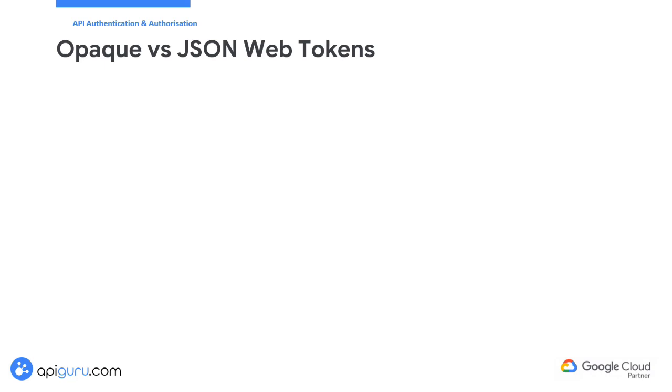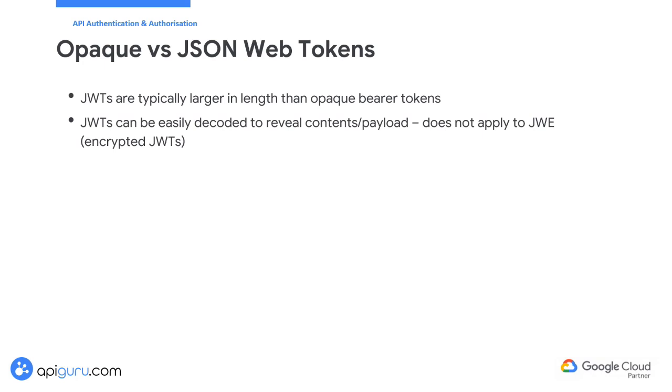Let's compare the opaque and JSON Web token. JWTs are typically longer than opaque bearer tokens. This increased size is due to the inclusion of metadata and claims within the JWT, which adds additional data to the token compared to the compact opaque token, which only serves as an identifier. JWTs can be easily decoded to reveal their contents or payload as they are stored in a readable JSON format. However, this does not apply to JSON Web Encryption tokens, encrypted versions of JWTs designed to secure the payload from unauthorized access.